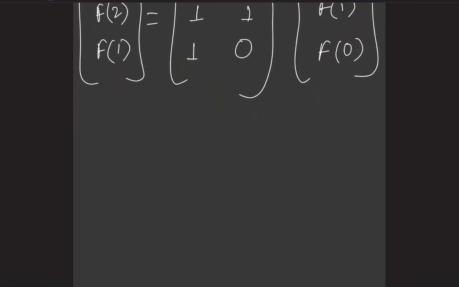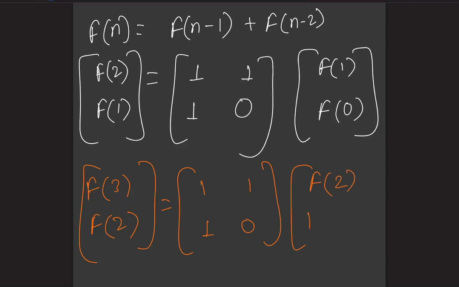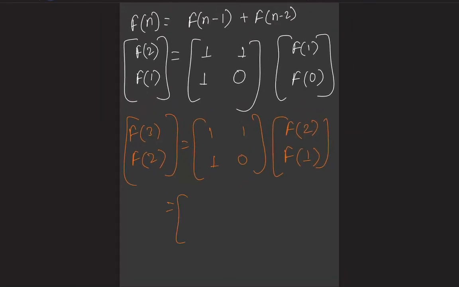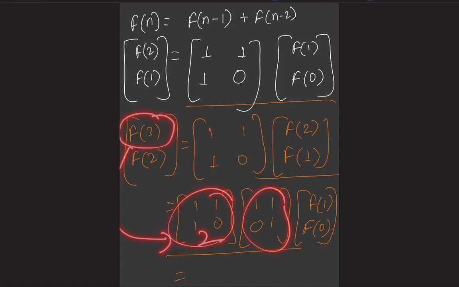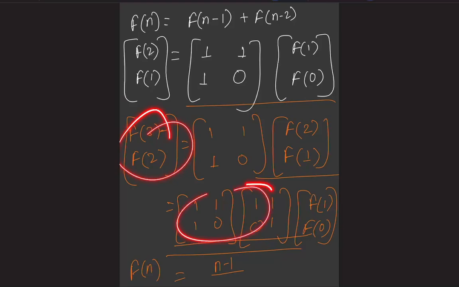Okay, so here if we have to find again f of 3 and f of 2, then we will just make it the same, and here it becomes f of 2 and f of 1. But again the same thing, f of 2 and f of 1 we have already calculated, so we will replace this whole thing by the matrix 1 1, 1 0 and f of 1, f of 0. Now you can see for f of 3 we need to multiply our base matrix 2 times. So for f of n, we need to multiply our base matrix n minus 1 times. For 3 it is 2 times. So for n it would be n minus 1 times.